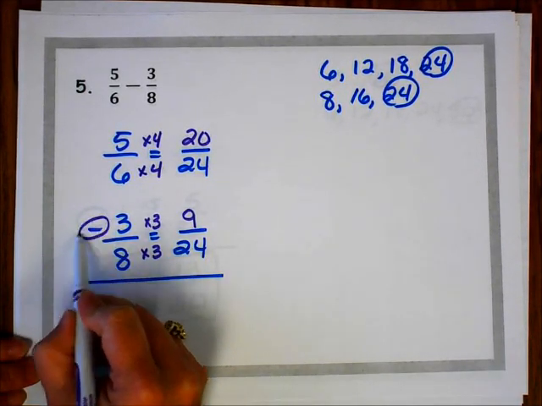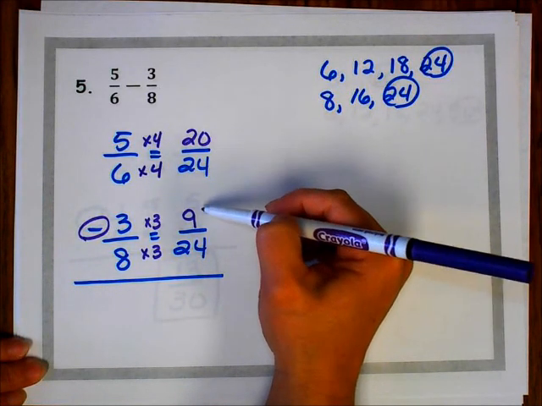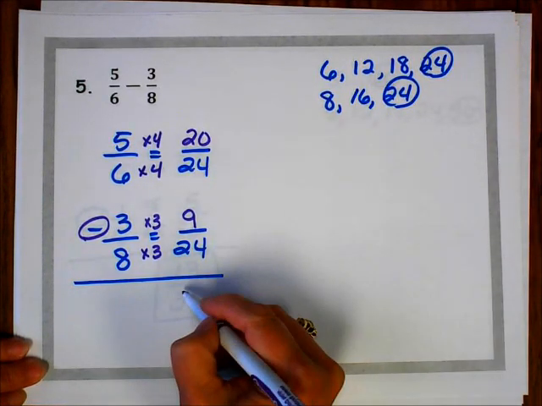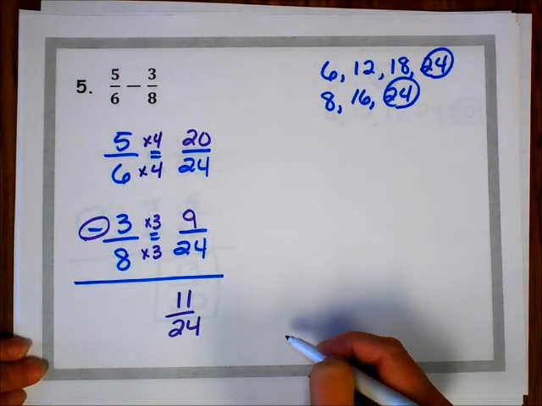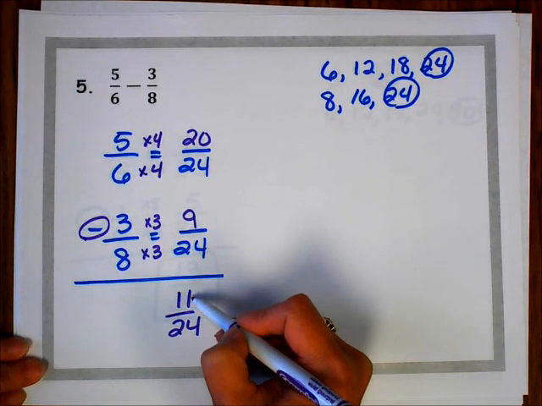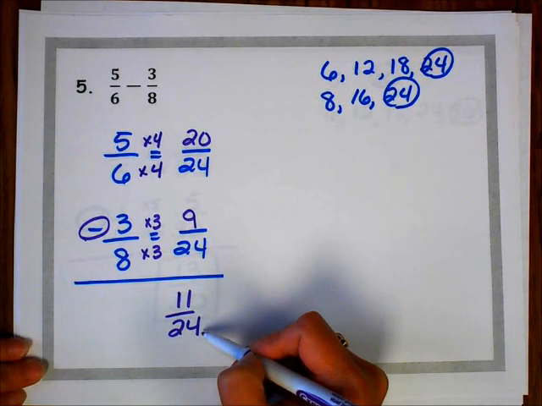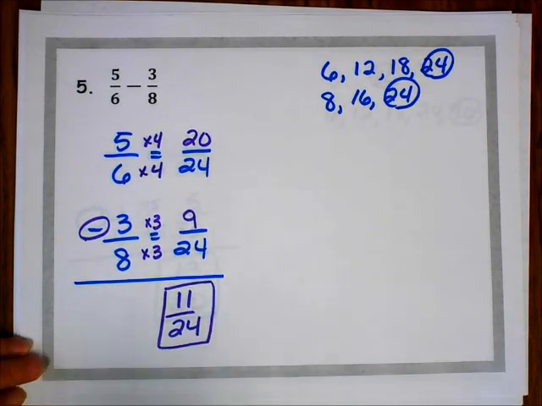Notice it's a subtraction problem, so I'm going to subtract. 20/24 minus 9/24 is 11/24. My last step is to see if I can simplify. I cannot simplify any further because my numerator is prime and it will not divide evenly into my denominator. So my answer is 11/24.